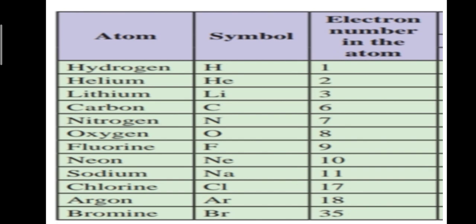So hydrogen has 1 electron, so it is at the first position. Helium has 2 electrons, so it is at second position. Its atomic number is 2. Lithium has 3 electrons, atomic number is 3. Carbon has 6 electrons, means 6 protons, so atomic number is 6. Nitrogen, 7 protons, 7 electrons, 7 atomic number. So in this way the numbers and the elements are properly designed and studied, and depending on the number of electrons and protons, it is given a specific place and position.